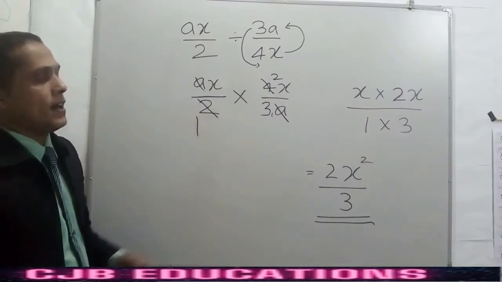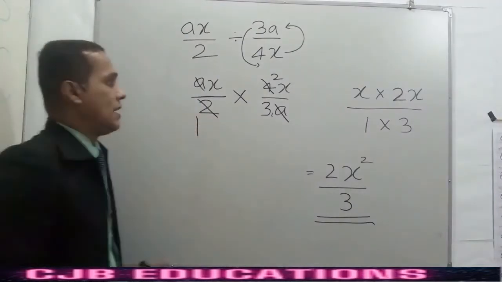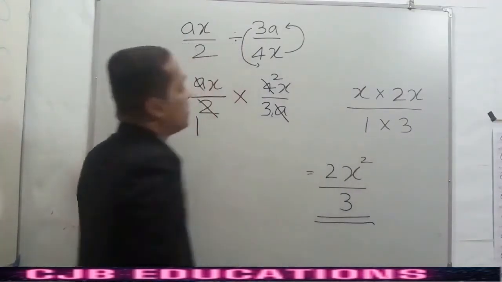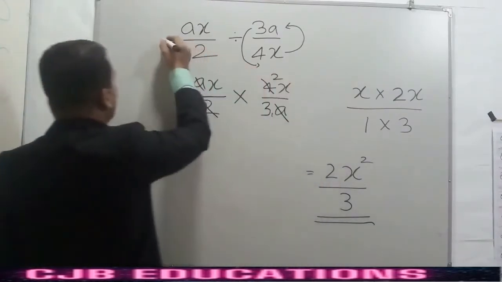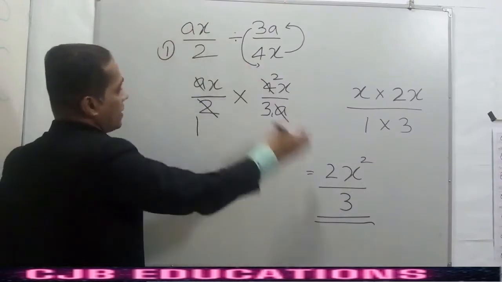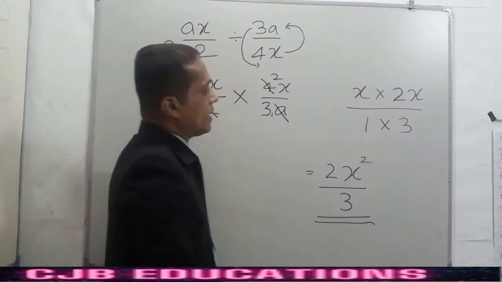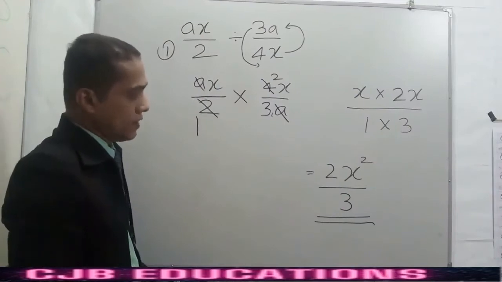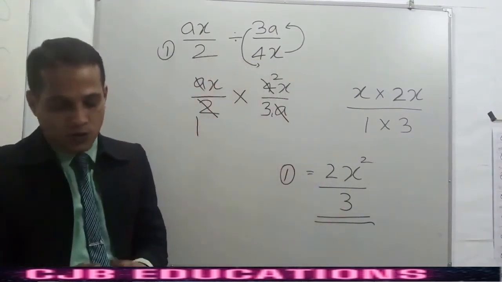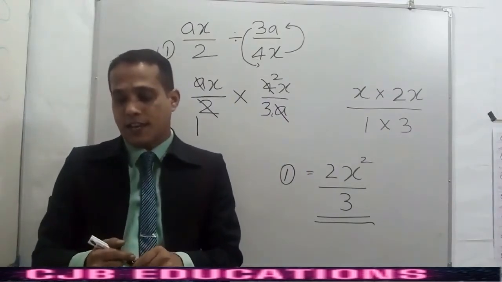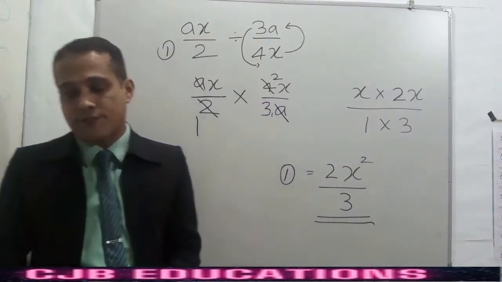This is the easiest method for this kind of expression to simplify. Then you can get 1 mark for the correct method and 1 mark for the correct answer. Then we can move to the next question. Next question is question number 5.